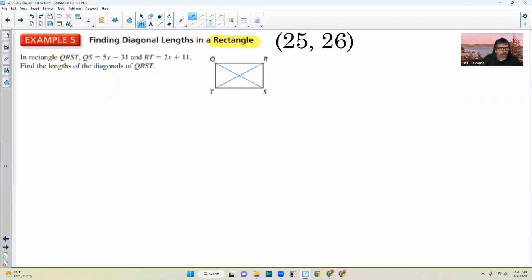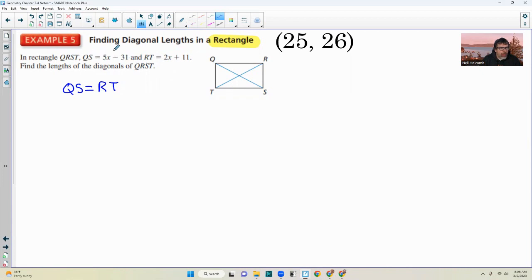All right, let's try that again. All right, QS. Let's not do calligraphy. So segment QS is equal to RT. So QS is congruent to RT. Okay, or the lengths are equal. The length of QS is equal to the length of RT because it's a rectangle. Diagonals are congruent. So you write what you know from the theorem, and then you substitute in the givens.